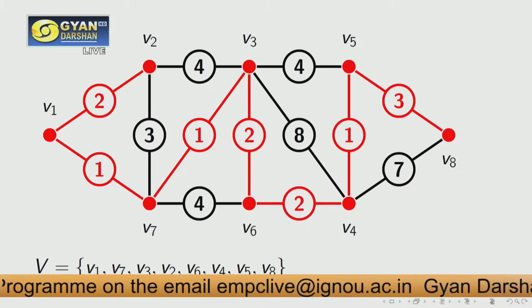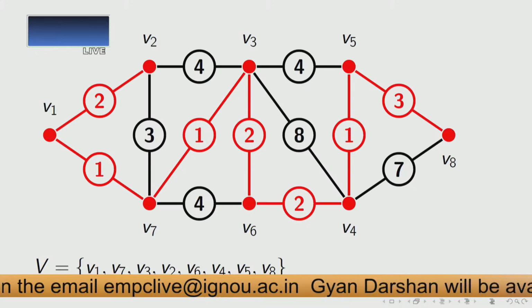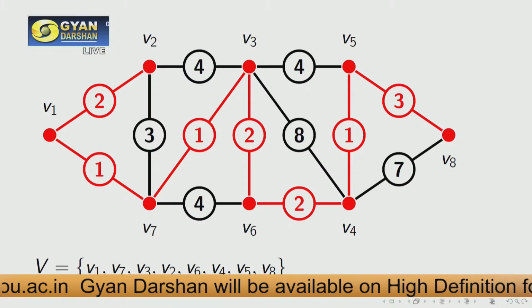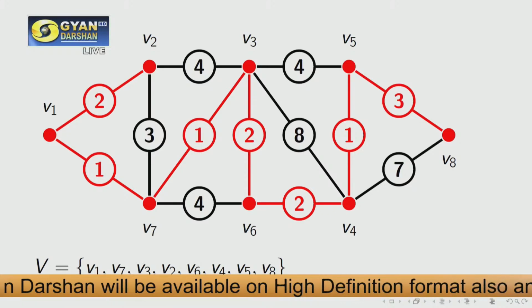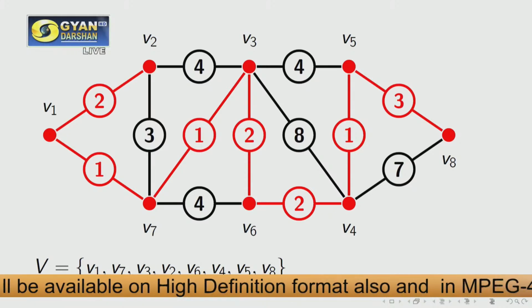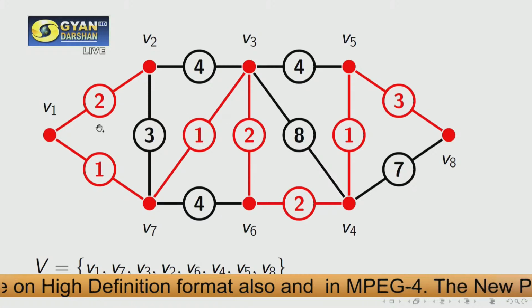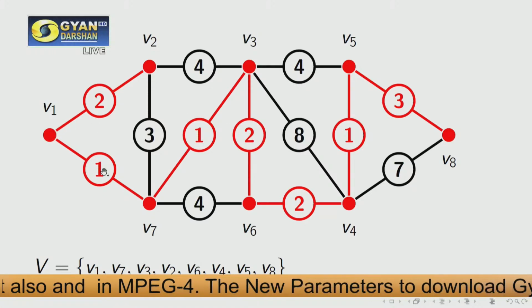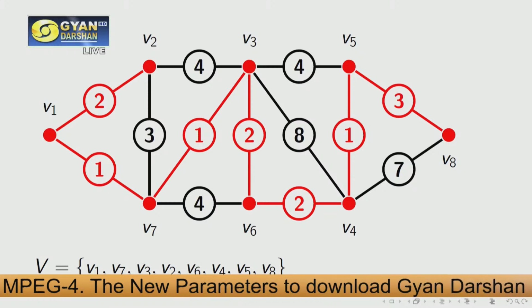But it is not the case with Prim's algorithm. Prim's algorithm just grows in such a way that the connectedness property remains unaffected. So this is the major difference between Prim's algorithm and Kruskal's algorithm.